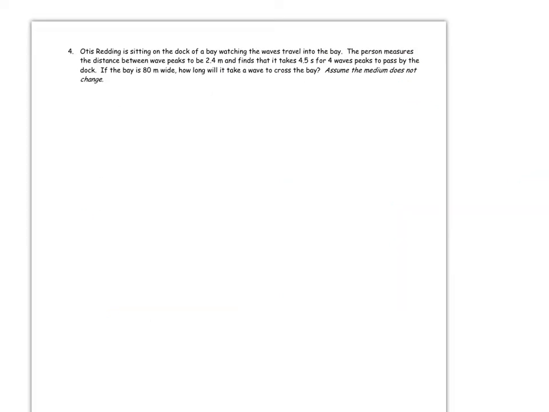All right, so for this next one, we have a situation where we have Otis Redding watching these waves travel into the bay. The first thing we're told is the distance between wave peaks is 2.4 meters. So that is telling us the wavelength, distance between waves.